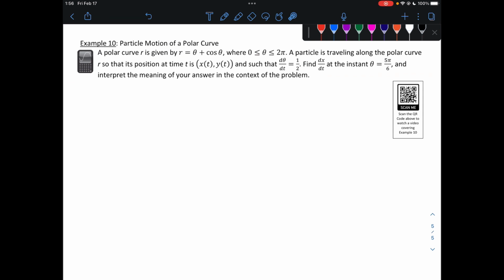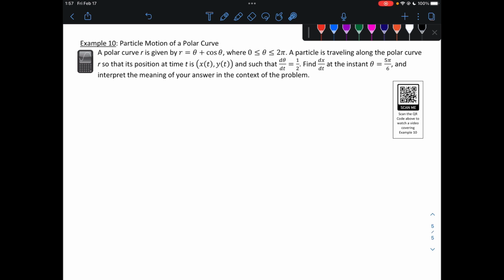All right, last one. Particle motion of a polar curve. A polar curve, and we're going to need our calculator for this as well. A polar curve, r is given by r equals theta plus cosine theta, where theta is between 0 and 2 pi. A particle is traveling along a polar curve, r, so its position at time t is x comma y, and such that d theta dt equals 1/2. This kind of sounds like it could be some type of related rates problem. Find dx dt at the instant theta equals 5 pi over 6, and interpret the meaning of the answer in context of the problem.